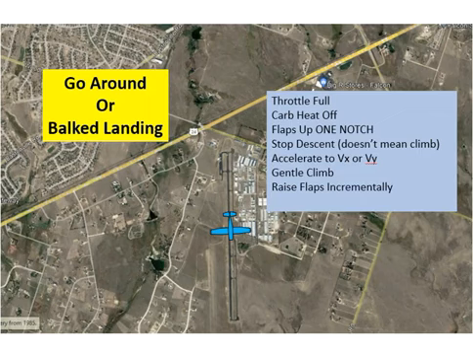We're going to go throttle full, carb heat off if we had turned it on per our checklist. And then the flaps, we're only going to go up one notch. In other words, if there are 3 positions for our flaps, 10 degrees, 25 degrees, and 40, we're going to go from 40 to 25 degrees.